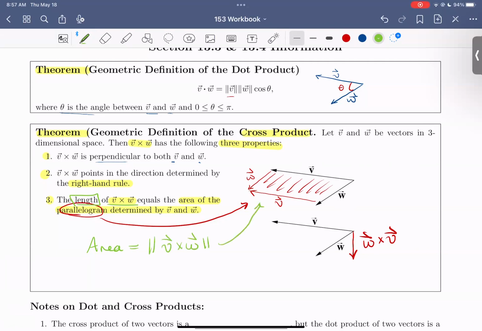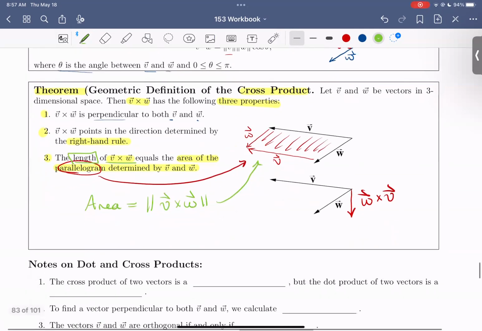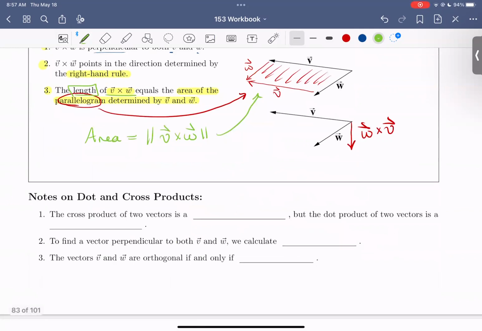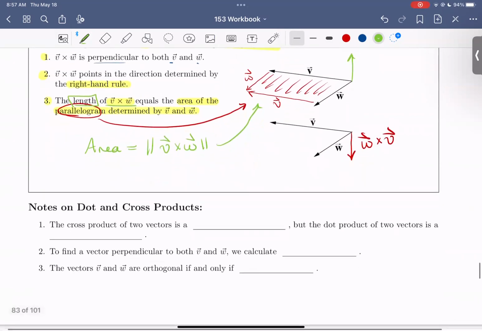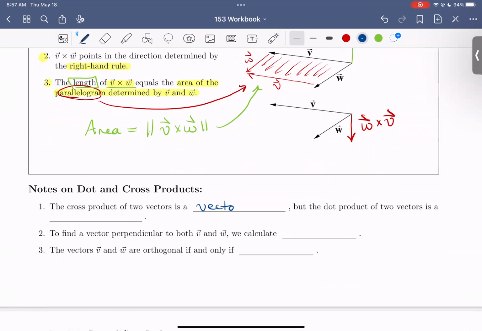Super interesting stuff. Both the dot product and the cross product give us some really interesting information about our vectors. All right, let's continue the summary. A few notes on dot and cross products. The cross product of two vectors is what kind of object? Well, the cross product gives us another vector, so we're going to fill in vector here. The dot product, on the other hand, of two vectors is a scalar. That's an important difference between these two products. What we get out is different in the end. Cross product, we get a vector. Dot product, we get a scalar.